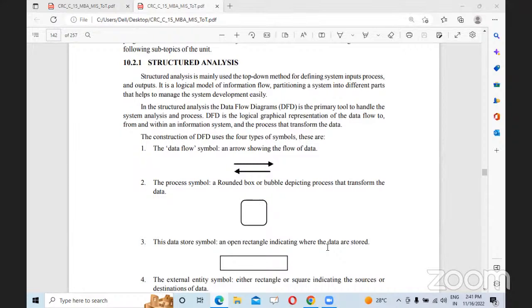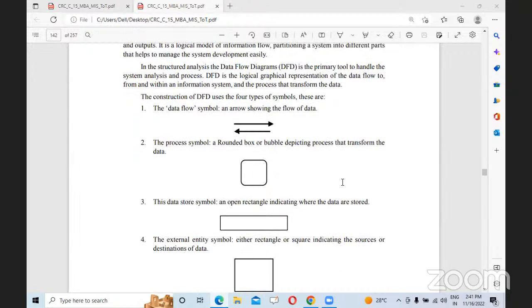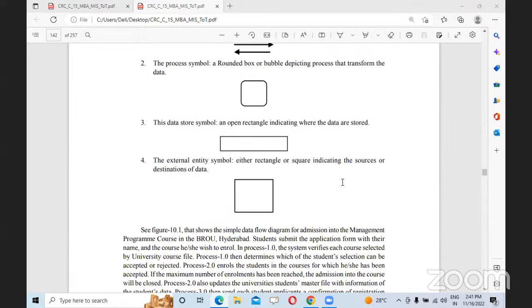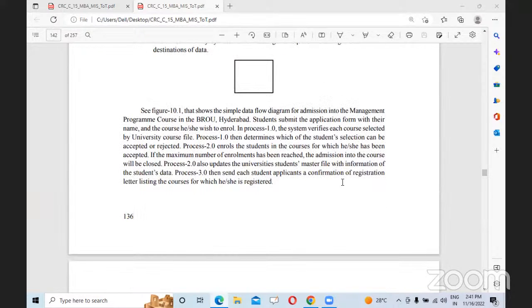The construction of a data flow diagram uses four types of symbols. That is the data flow symbol, an arrow showing the flow of the data. It is clearly visible on the screen. The process symbol, a rounded box or bubble depicting a process that transforms the data. The data store symbol, an open rectangle indicating where the data are stored. The external entity symbol, a rectangle or square indicating the sources or destinations of the data.